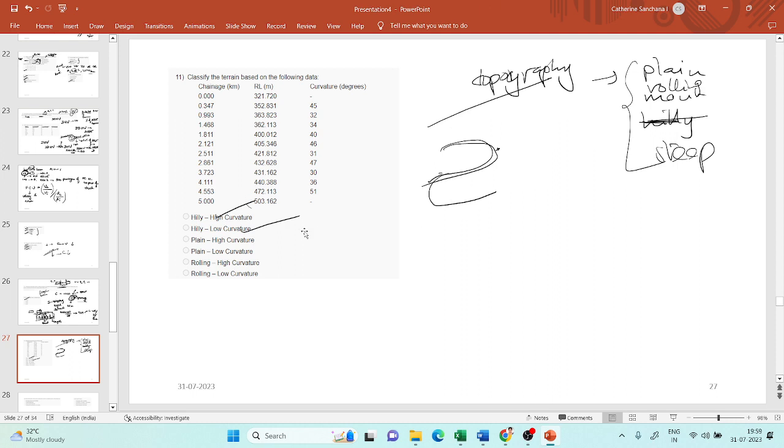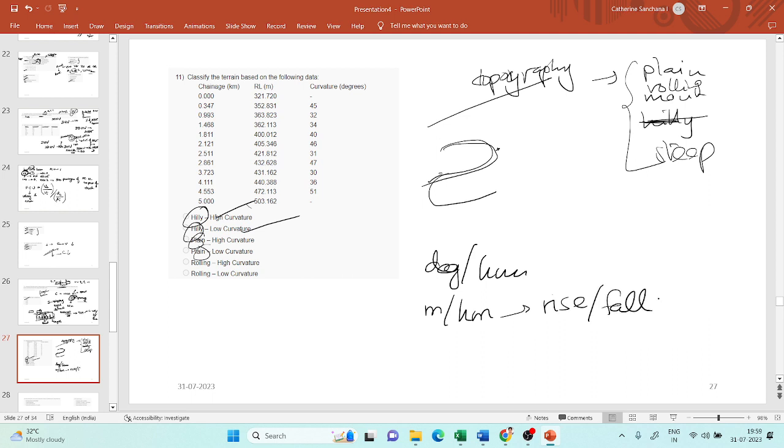So if you see, this curvature is given by one parameter called degree per kilometer, and this topography is given by meters per kilometer. So this is rise and fall, and this is curvature. Now how will you calculate this? First we will understand the problem.